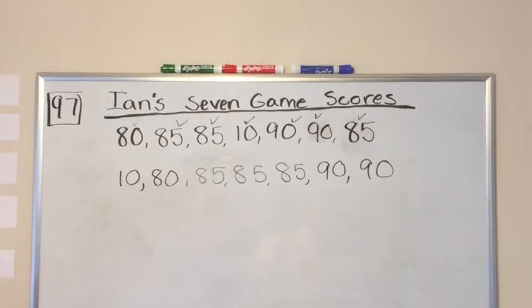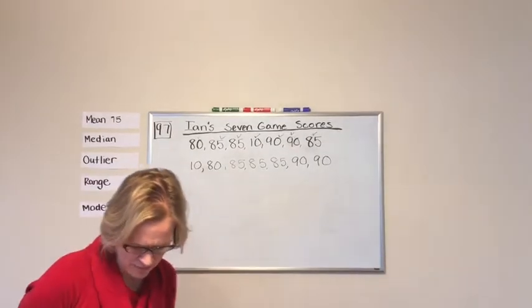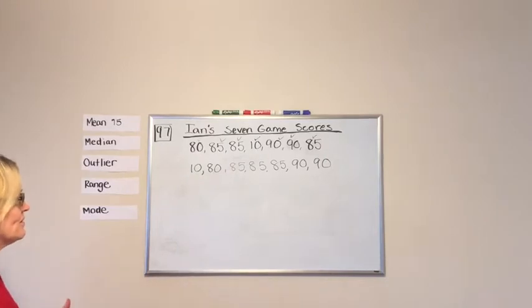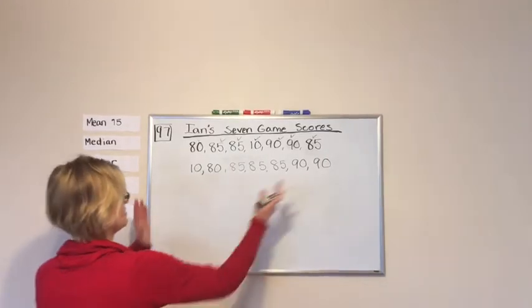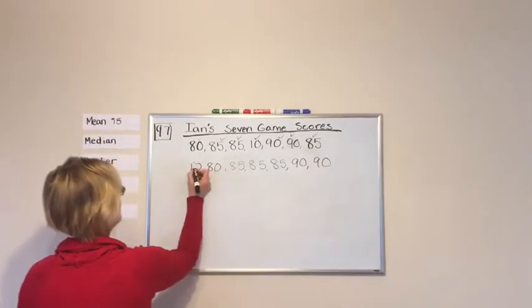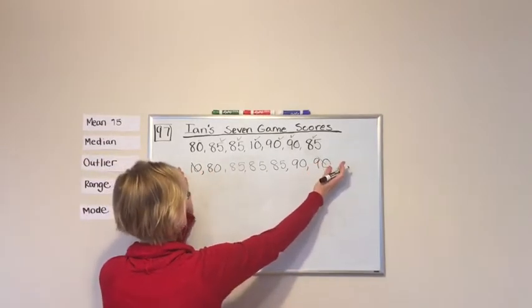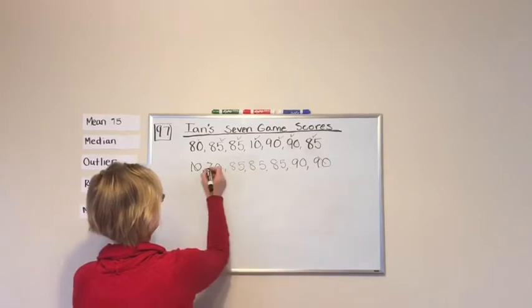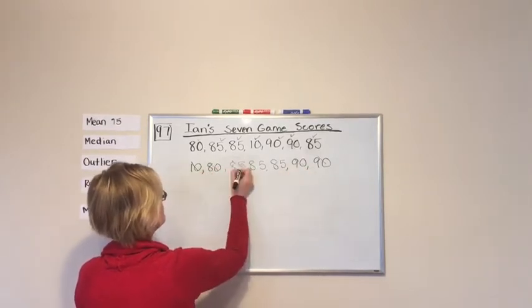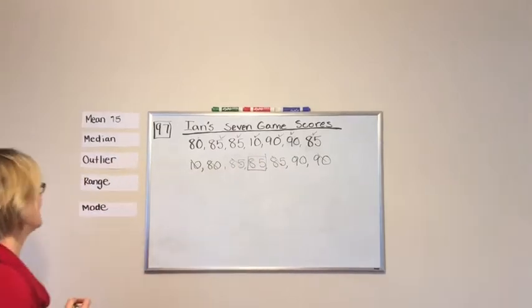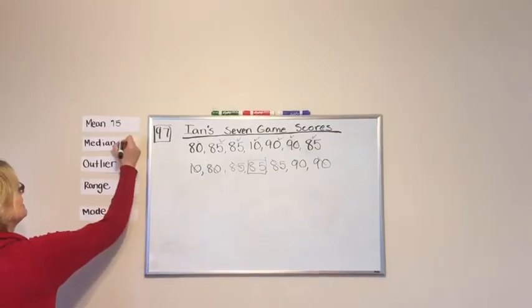Okay, so now we have them in order, and then what we want to do is find the middle number. Where is the middle? Well, a way that you can do this is you start on your outsides and cross them out as you go. So we're going to go here. This is the end, and we're going to work our way in. Middle number. That is our median.